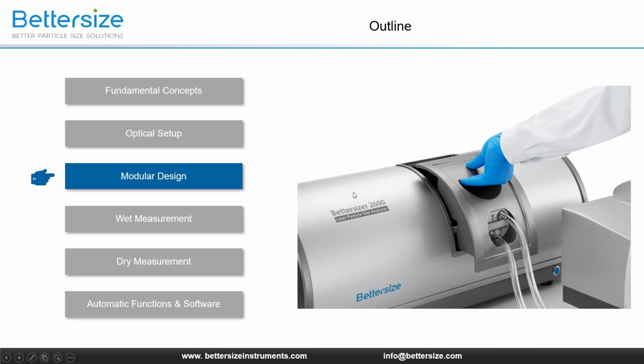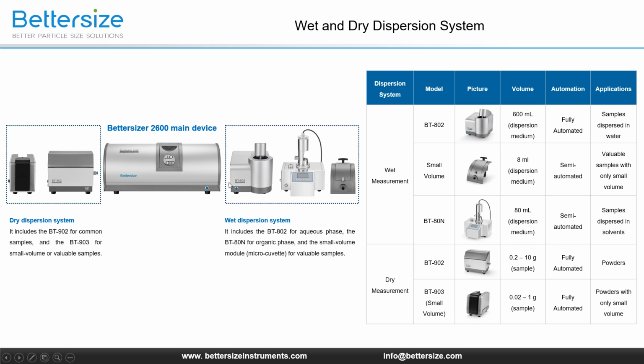Now, I would like to introduce the biggest highlight of the Bettersizer 2600, the modular design. It makes all measurements possible, either wet or dry. The Bettersizer 2600 is highly versatile because it has up to 5 kinds of dispersion modules. Other than the main device, there are dry and wet dispersion systems available.